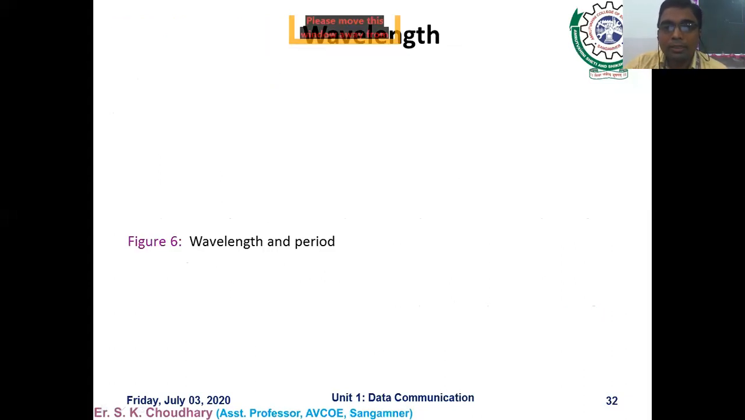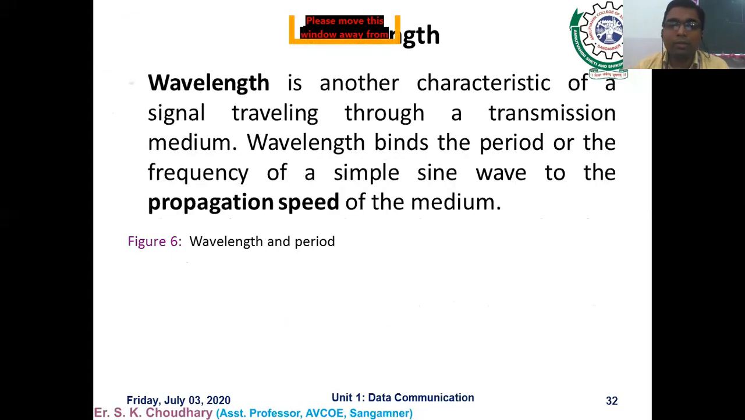Now let us see the next parameter, called the wavelength. So what is the wavelength? Wavelength is another characteristic of the signal traveling through the transmission medium. Wavelength binds the period or the frequency of the simple sine wave to the propagation speed of the medium. It is a little bit of a complex definition, we can say, but a simpler one is also present. I will be telling you.